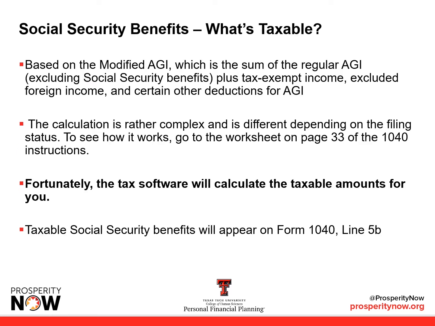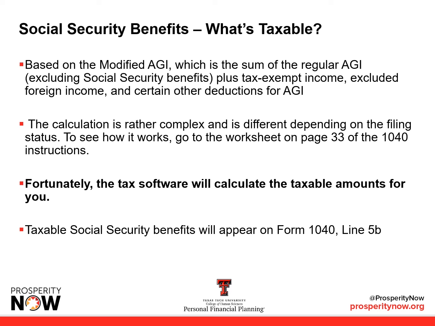So, what's taxable? Based on the modified AGI, which is the sum of the regular AGI, excluding Social Security benefits, plus tax-exempt income, excluded foreign income, and certain other deductions for AGI. The calculation can be rather complex and is different depending on filing statuses. To see how it works, go to the worksheet on page 33 of the Form 1040 instructions.